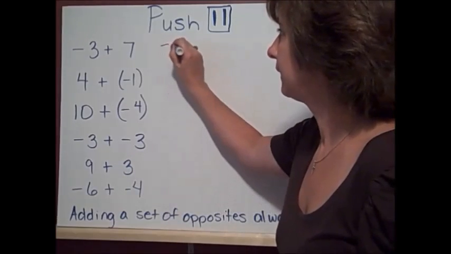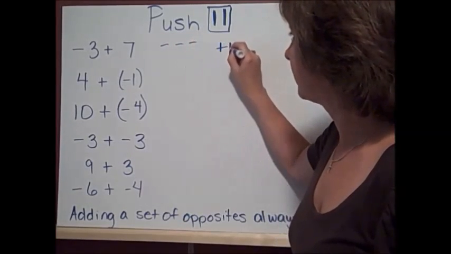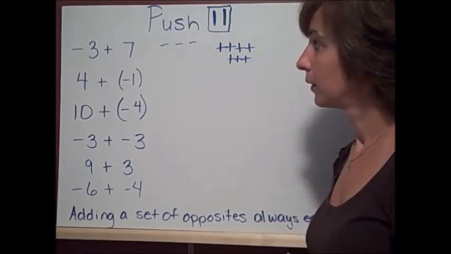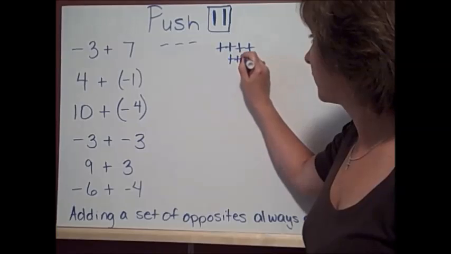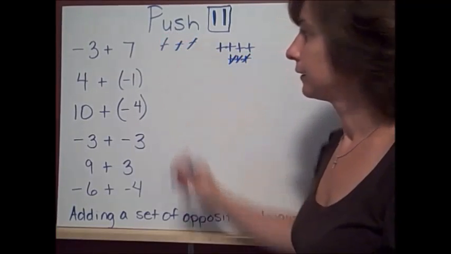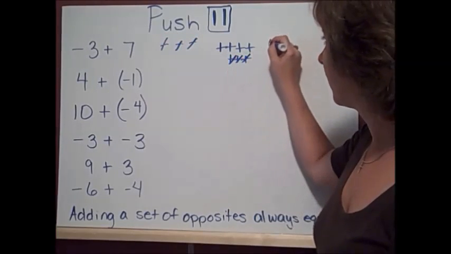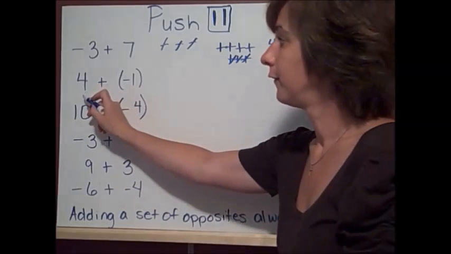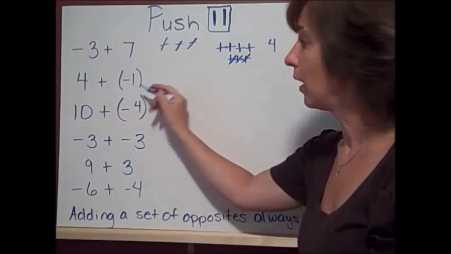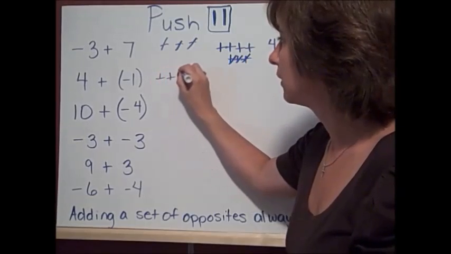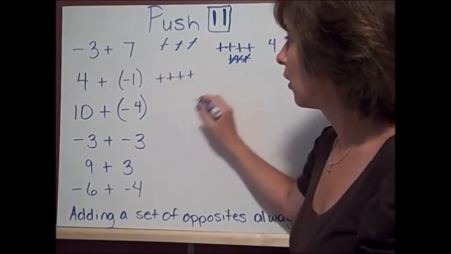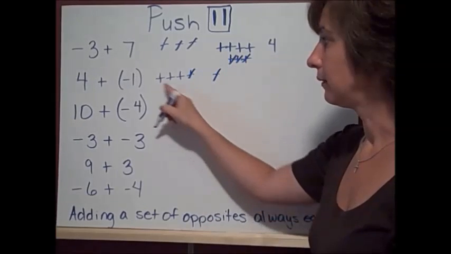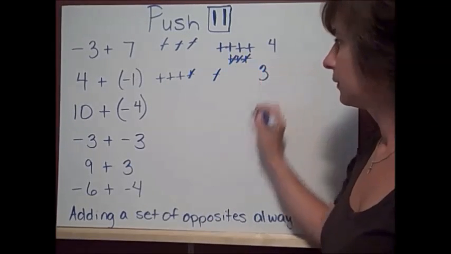3 negatives and 7 positives means that I could make 3 zeros and be left with positive 4. 4 plus negative 1 is 4 positives, 1 negative, make a 0, and be left with positive 3.